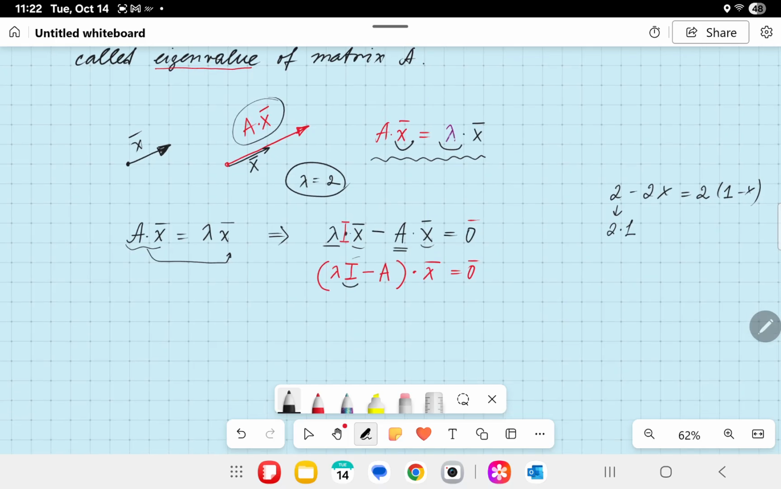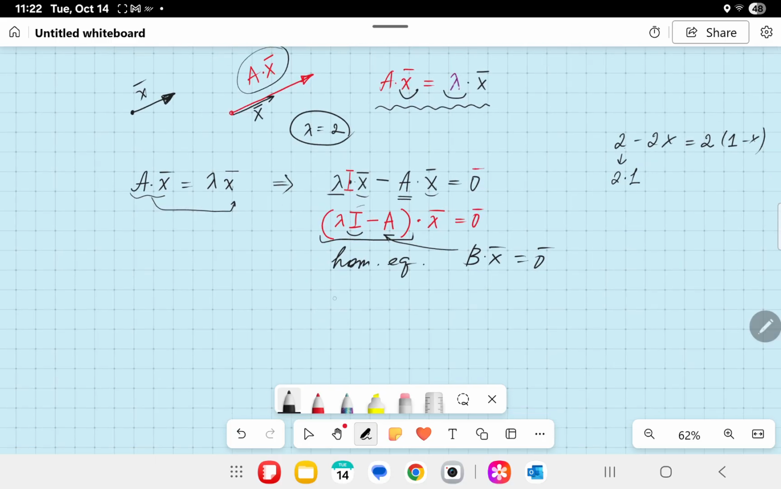Now, guys, what we actually have is a homogeneous equation, right? A homogeneous equation looks like this: Bx equals 0. My B matrix is actually this compound, the whole parenthesis. And when does a homogeneous equation have a non-trivial solution? Well, you probably remember from the previous chapter that for a homogeneous equation to have a non-trivial solution, we are supposed to have the determinant of the matrix B equal to 0.